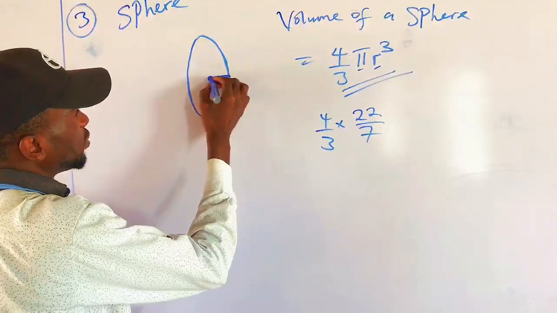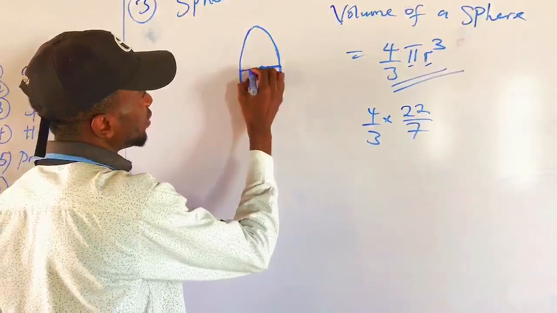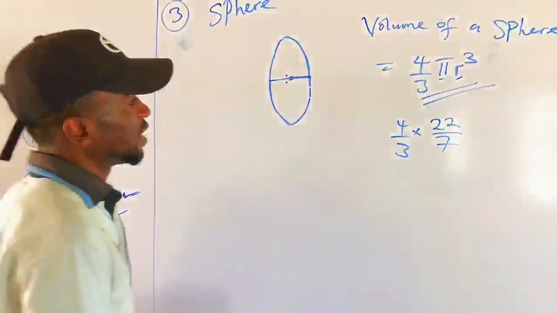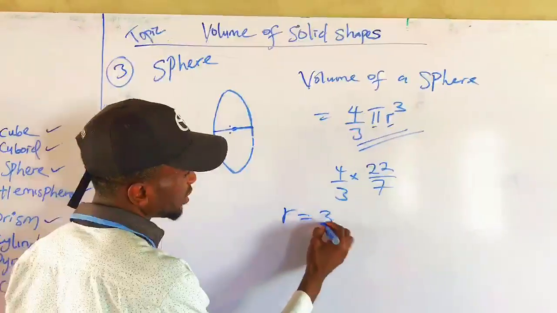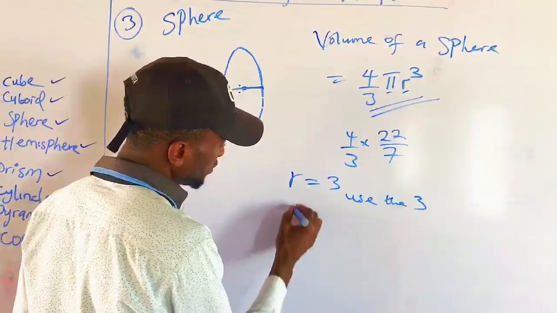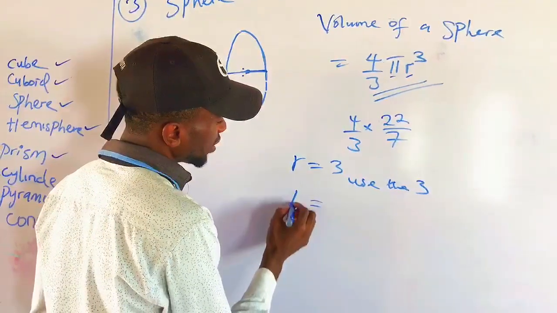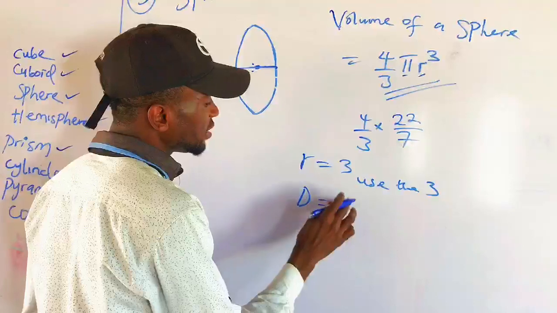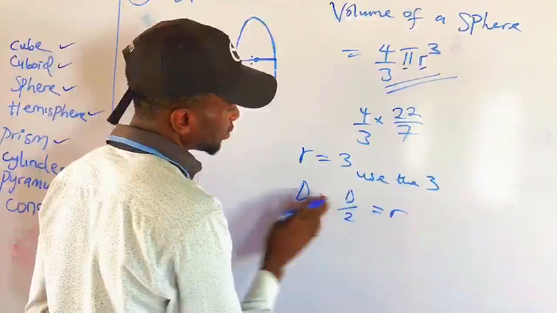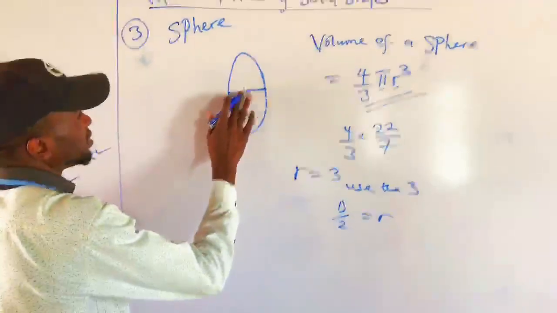If you are given your radius, use the value of your radius straight. If you are given your diameter, that means you have to divide your diameter by 2 to be able to get the radius. If you are given radius as 3, use the 3 as your radius. But if you are given diameter, you have to divide your diameter by 2 to get your radius. Are you getting it? Alright.